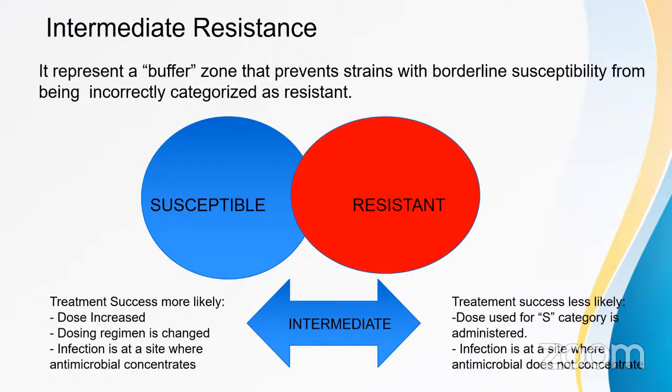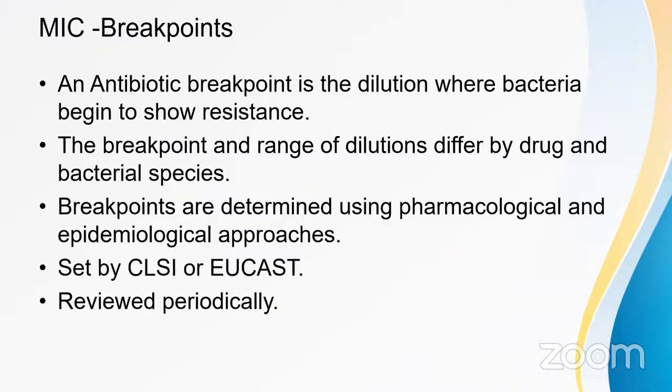For the intermediate resistant ones, you can have a successful treatment if you increase the dose, or the dosing regimen is changed, or if the infection is at a site where the antimicrobial concentrates. Similarly, success is less likely if the dose used for the susceptible category is administered, or if the infection is at a site where the antimicrobial doesn't concentrate.